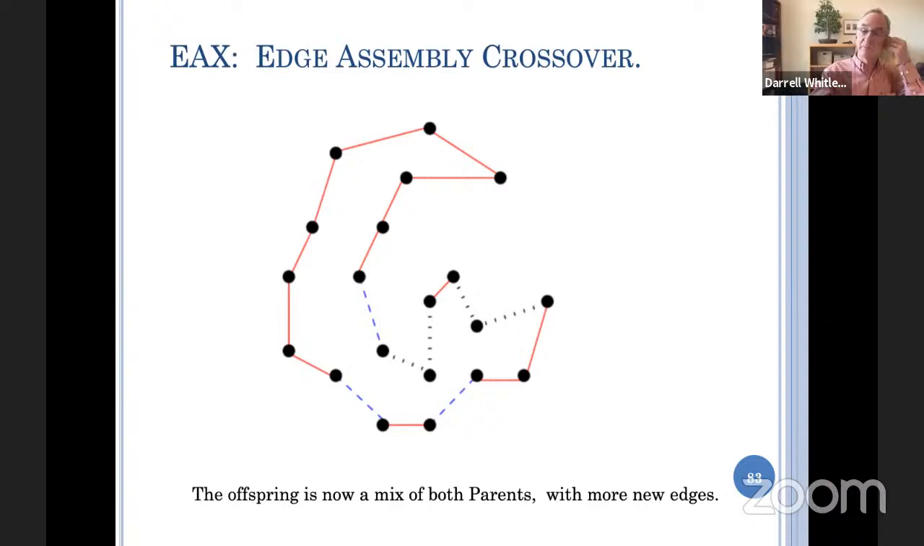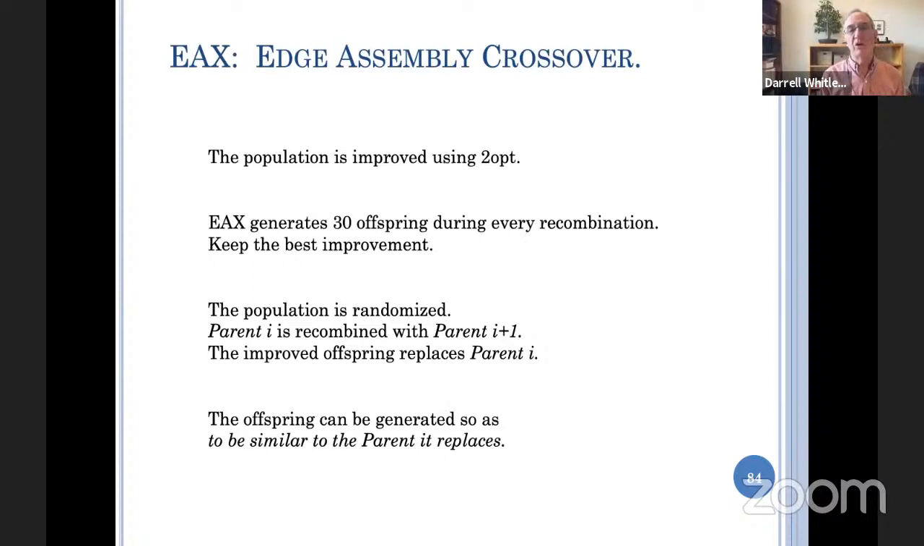But the population is improved with 2-opt, same thing I've been talking about through most of this talk, use local search first. It generates 30 offspring every recombination. It doesn't have the advantage that partition crossover has of being able to pick the best possible offspring. So what it does instead is it generates many offspring and then selects the best of those many offspring. Otherwise, it uses no selection. Again, there's no selection operator inside of this thing.